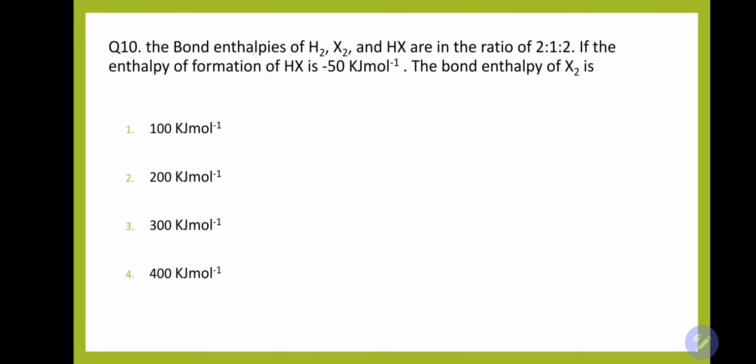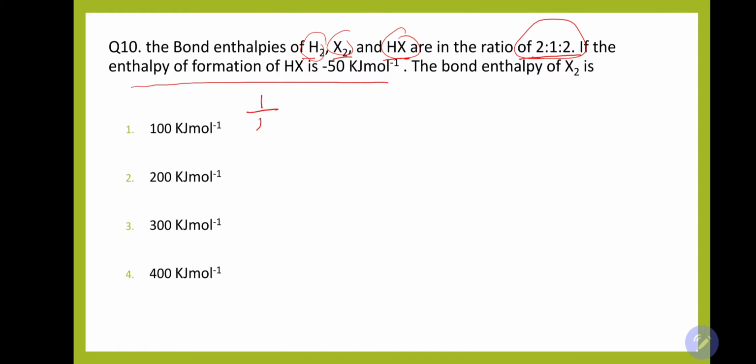Our next question is, the bond enthalpies of H2, X2 and HX are in the ratio 2:1:2. If the enthalpy of formation of HX is minus 50 kilojoules per mole, the bond enthalpy of X2 is. Now here the bond enthalpies of the respective molecules are given to you, basically the ratio is given to you. They have asked you to find the bond enthalpy of X2. So how to find it out?